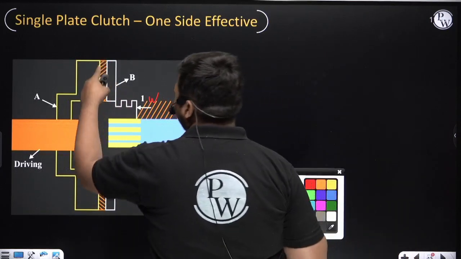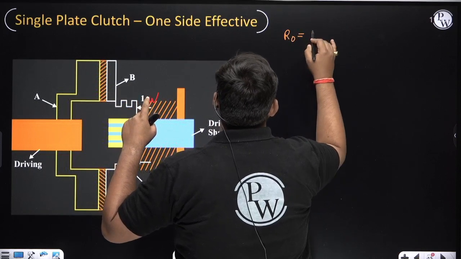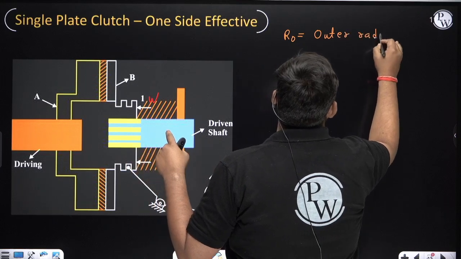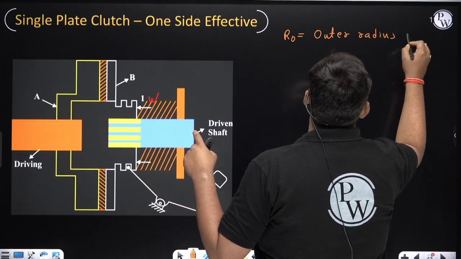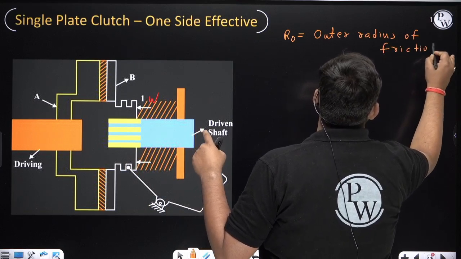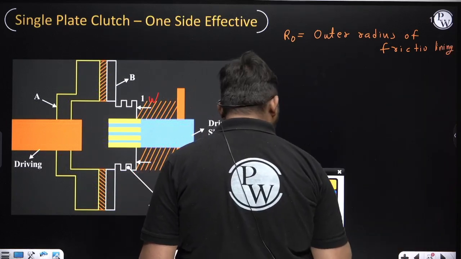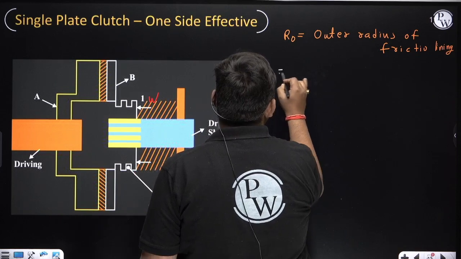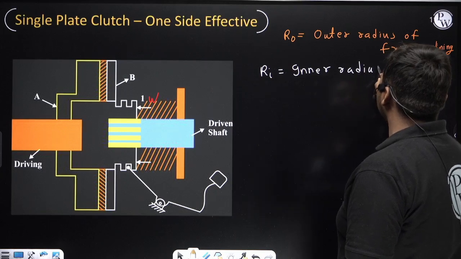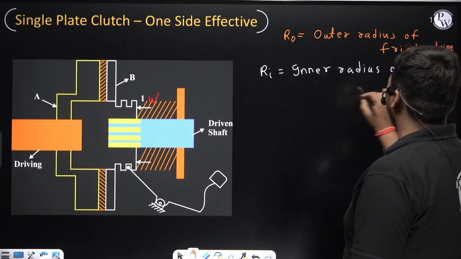Suppose this friction lining is making contact. Suppose the outer radius of this friction lining I am denoting as R naught. What is R naught? R naught is the outer radius. I am doing the analysis of this clutch. Outer radius of friction lining. Okay. Similarly, suppose Ri. What is Ri? Ri is the inner radius of friction lining.